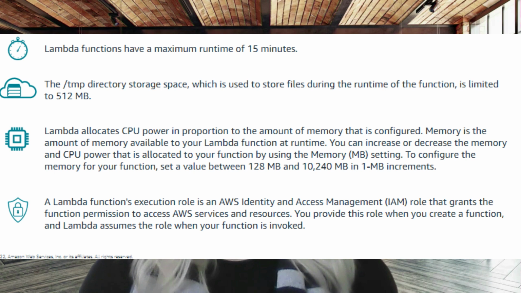To configure the memory for your function, set a value between 128 megabytes and 10,240 megabytes in 1 megabyte increments. A Lambda function's execution role is an AWS Identity and Access Management role that grants the function permissions to access AWS services and resources. You provide this role when you create a function, and Lambda assumes that role when your function is invoked.